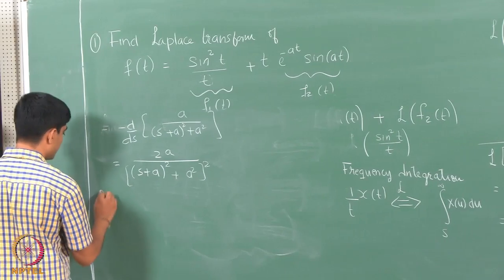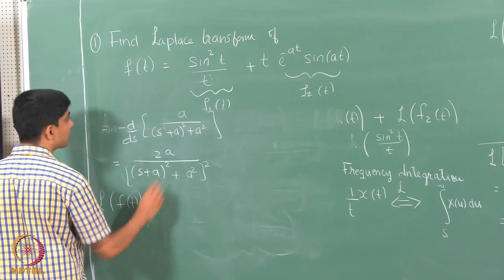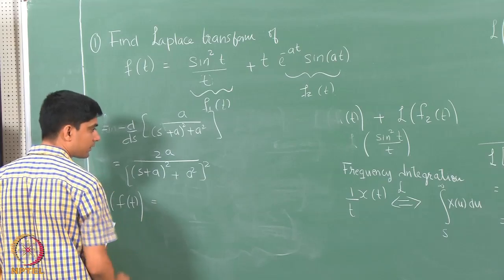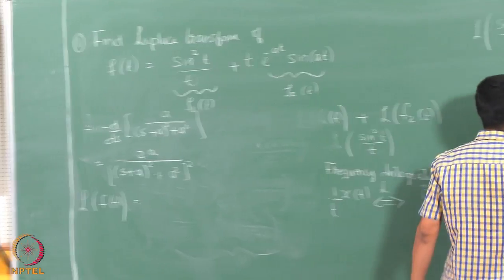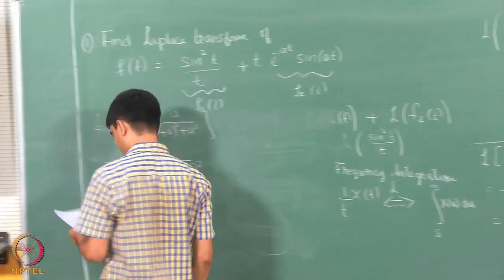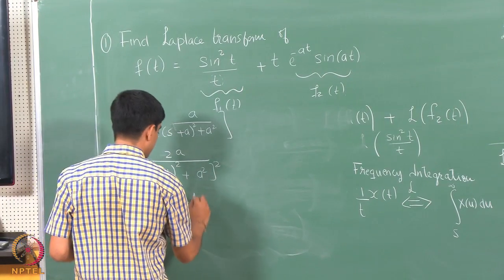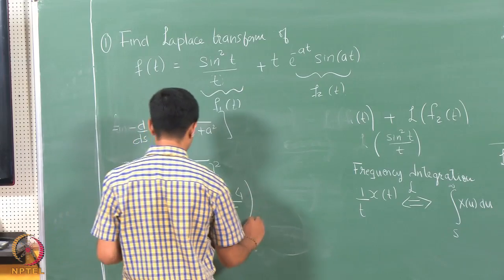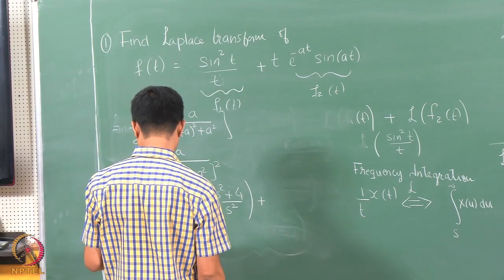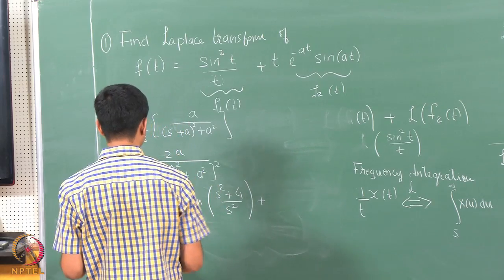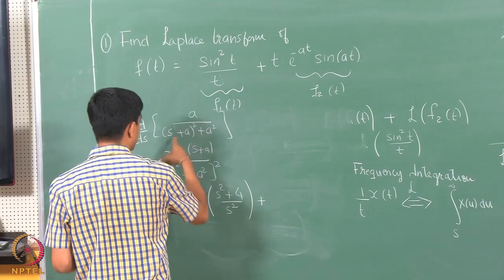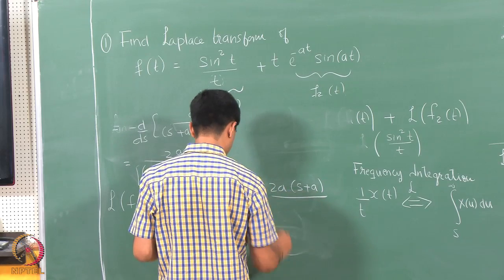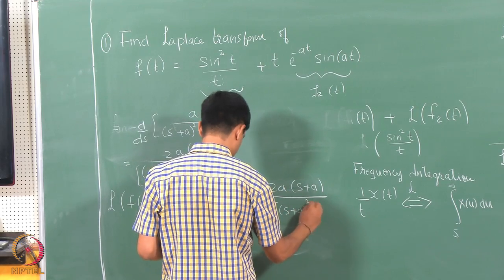And therefore, the Laplace transform of our signal f of t is a combination of sin square t over t plus t e power minus a t sin of a t, which would be just this one, right. The first guy was this one over here, one over 4 log of s square plus 4 by s square plus, okay. So, this will be s plus a here, right. If I differentiate the denominator, I will have 2a times s plus a, plus twice a times s plus a over s plus a whole square plus a square, the whole square.